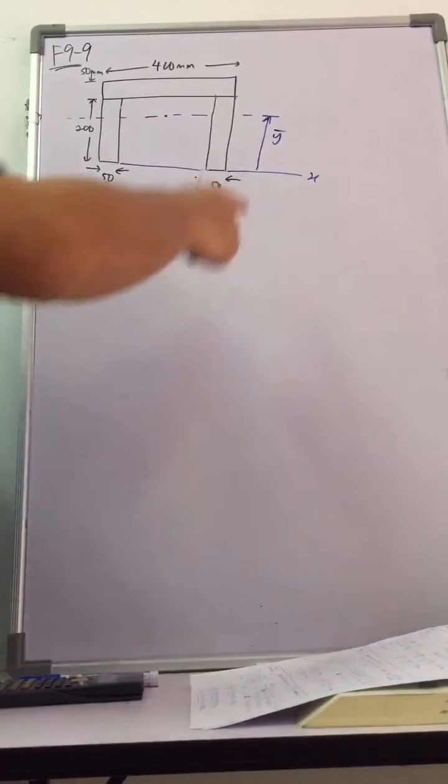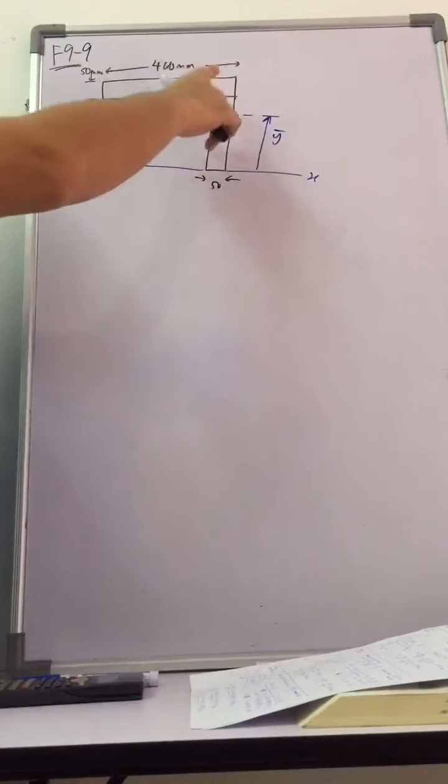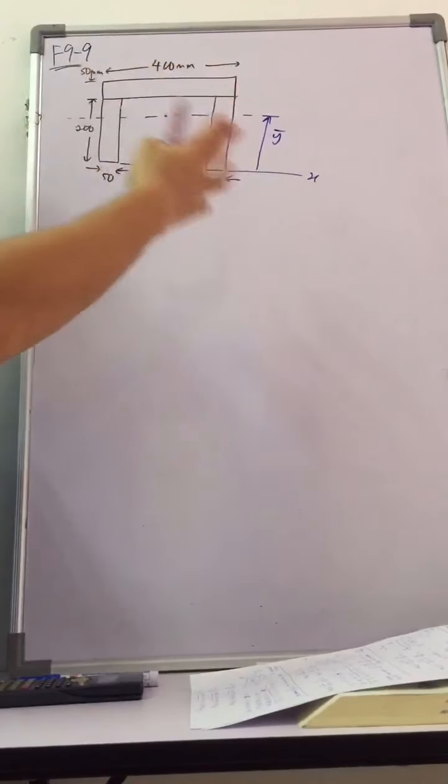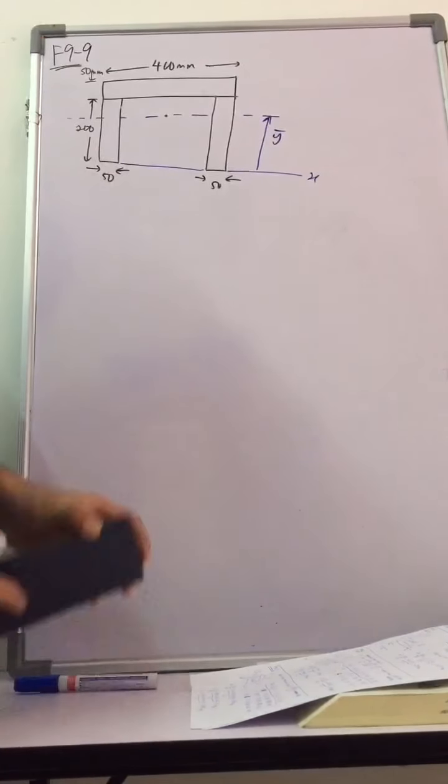Before you go to y bar, do you guys know where the x bar is? When we say centroid, it should have x and y, because this is an area, right? Area means x and y. So you guys know where the x bar is? The x bar will be in the middle here. You know why? Because you have the symmetrical shape.